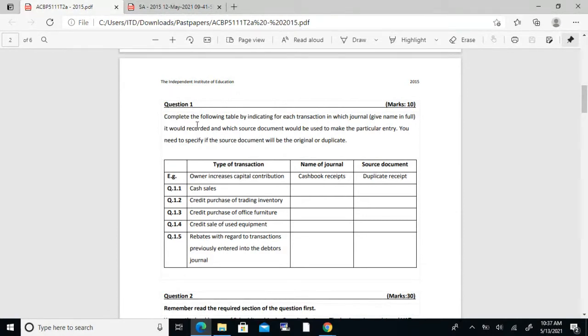All right. So the first question says, complete the following table by indicating for each transaction in which journal, give name in full, it would be recorded, and which source document would be used to make the particular entry. You need to specify if the source document will be original or duplicate. Remember I said original, we're the customer, we're the ones buying, or we're the ones getting the credit note. Duplicate, we're the supplier in that transaction.